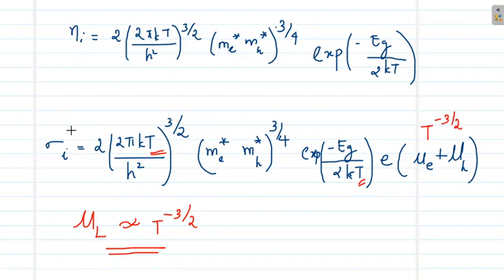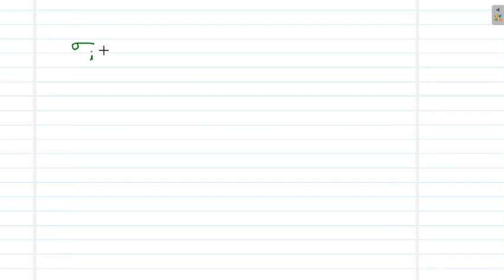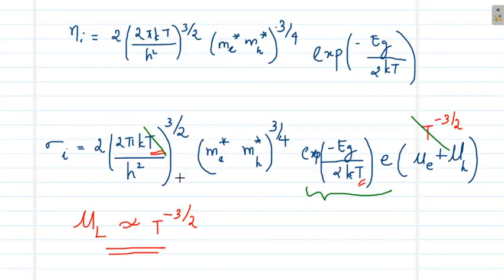So what will be the overall dependence of this sigma on temperature? As you can see in the first term, it is proportional to T raised to 3 by 2. In the last term, it is proportional to T raised to minus 3 by 2. So their effect will cancel out. And the dependence of sigma on temperature will be due to this exponential term. So I can take all the other terms as a pre-exponential factor which is independent of temperature. So I am going to rewrite this equation as sigma i equal to sigma i0 into exponential of minus Eg by 2kT. Here sigma i0 is all the other terms which are approximately temperature independent, which are 2 into (2 pi kT by h square) whole raised to 3 by 2, then (me star mh star) whole raised to 3 by 4, e into (mu e plus mu h).